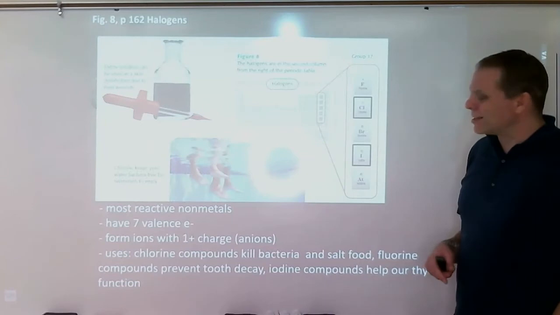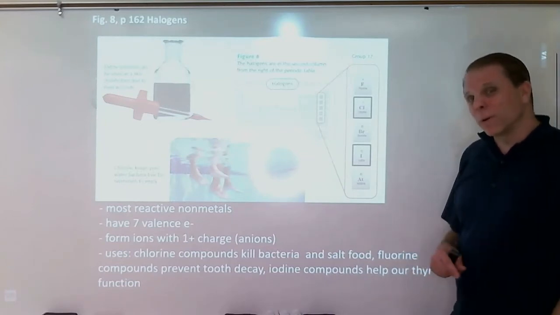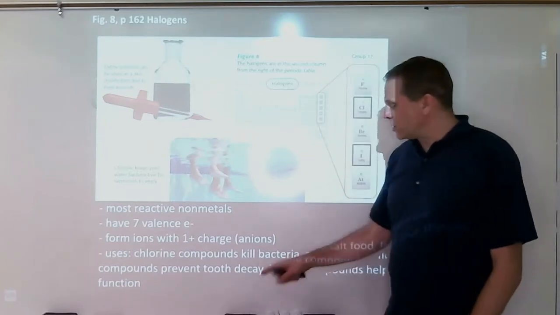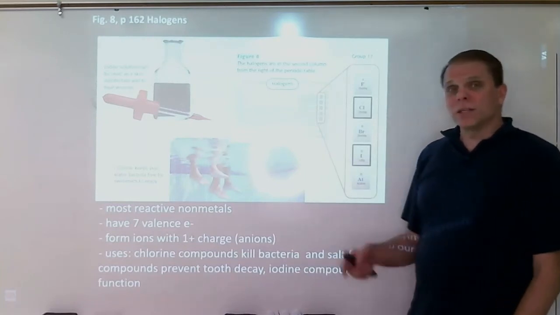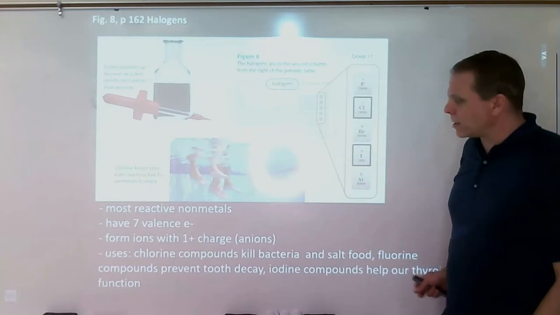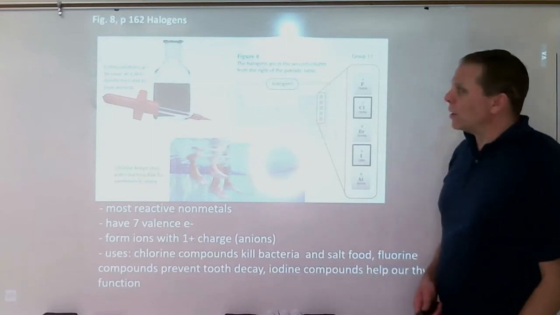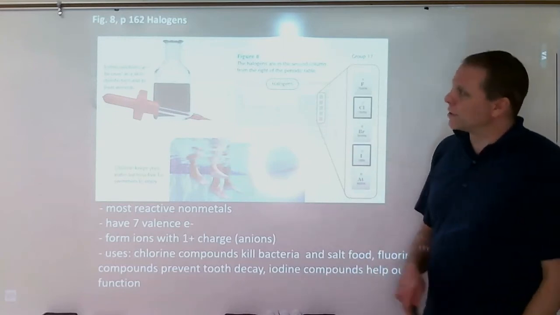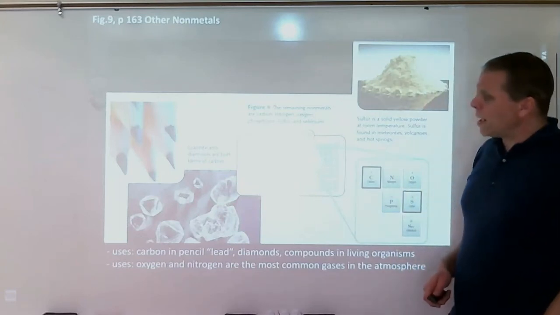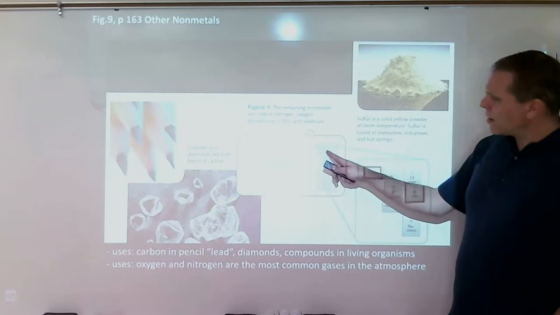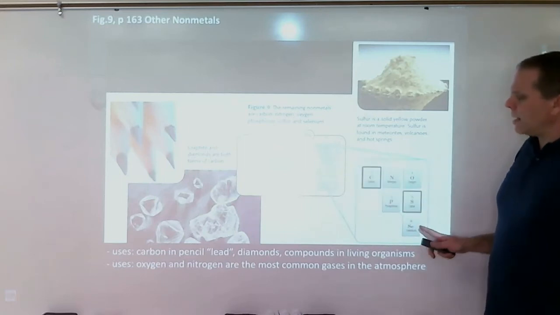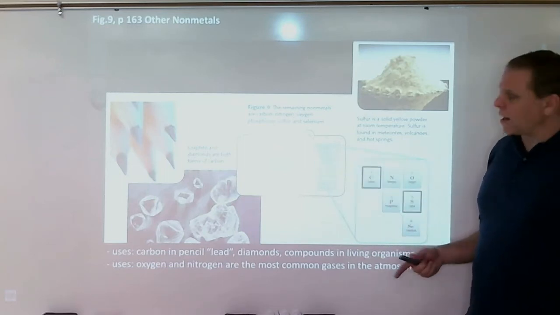When we brush our teeth, we got some sodium fluoride that we're putting on there to try to prevent tooth decay. We use iodine in the medical field to disinfect wounds and to also improve our thyroid function. So we've got lots of cool uses for the halogens. Then we have other nonmetals. We got just a few that are right up in this little column here. And these guys are used very, very commonly.